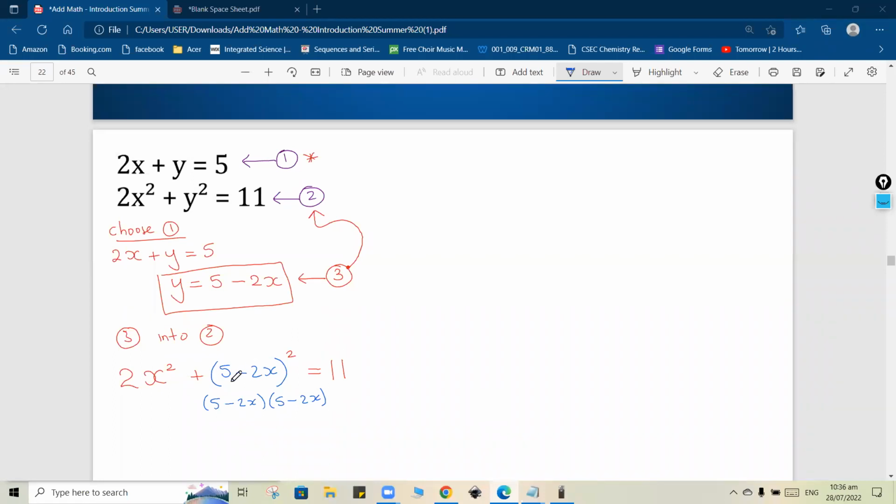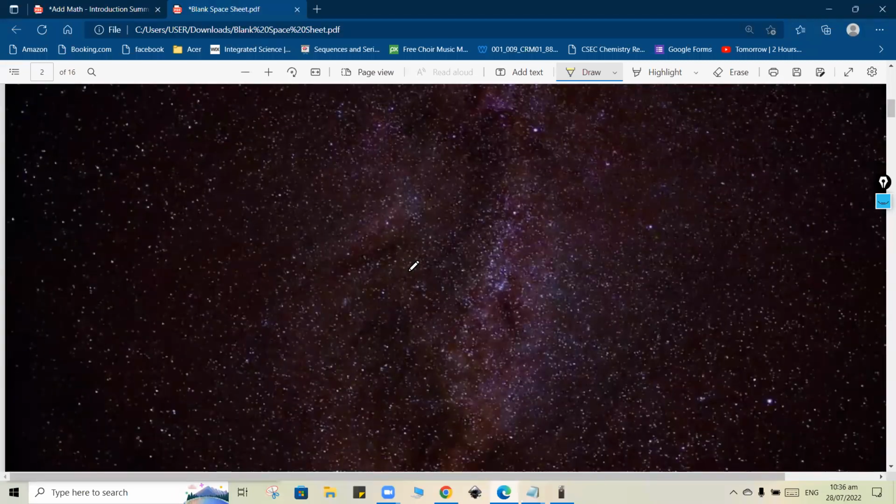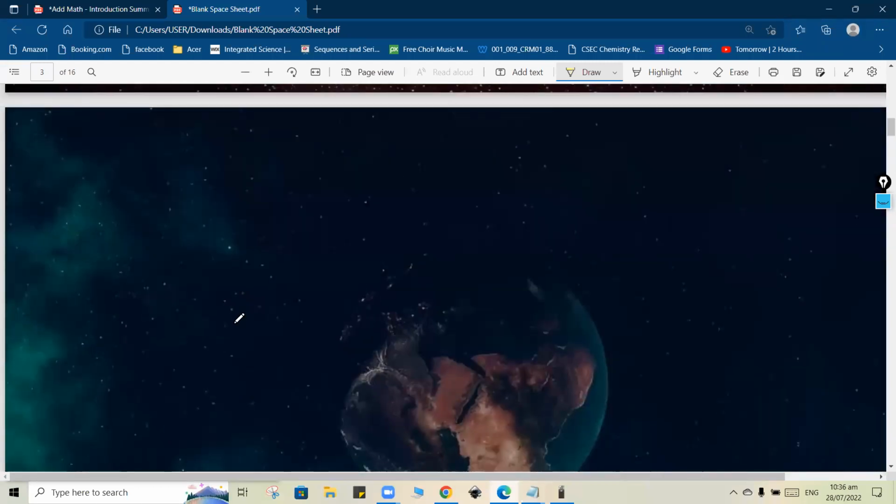I'm going to try to simplify this, but I have limited space here, so let me go to a blank worksheet. What I'm being asked to simplify is 2x squared plus 5 minus 2x multiplied by another 5 minus 2x, and I believe the whole thing was equal to 11. Now, when we simplify this, we're definitely going to get a quadratic. So let's see what this quadratic is.